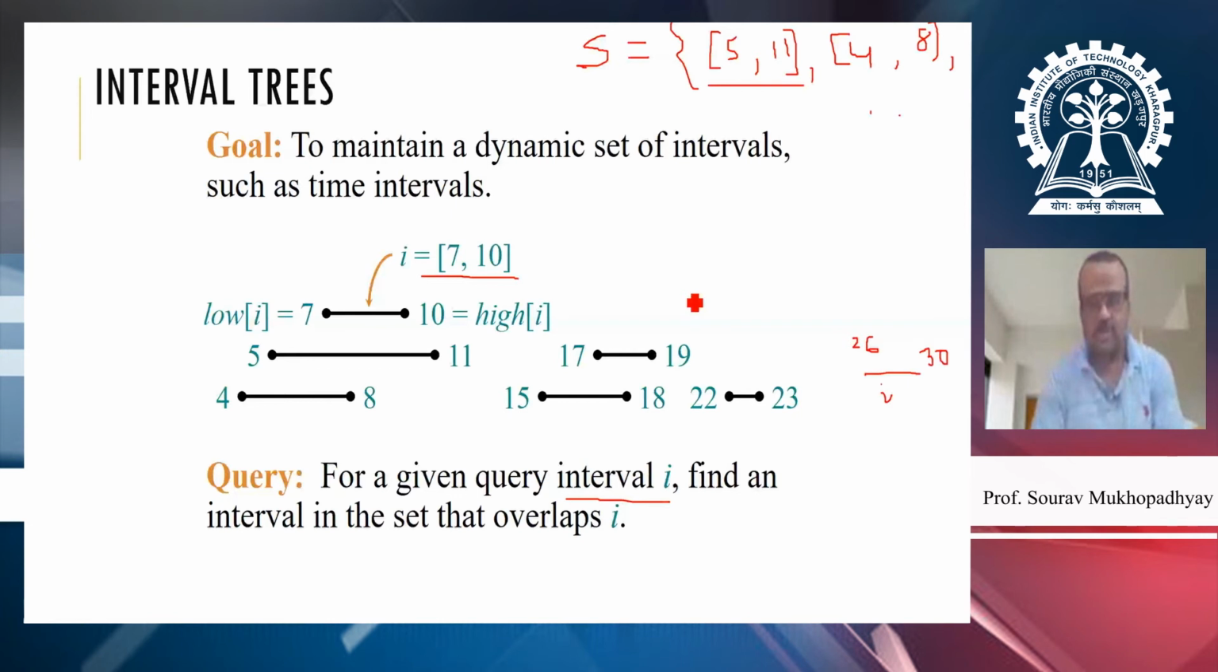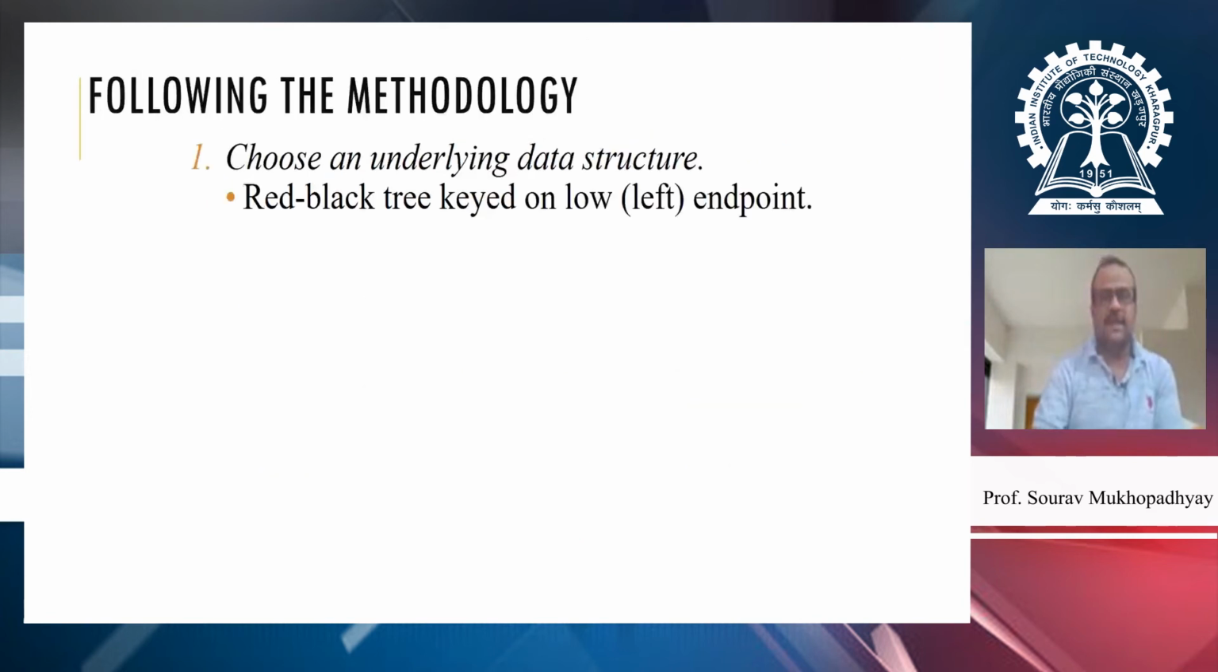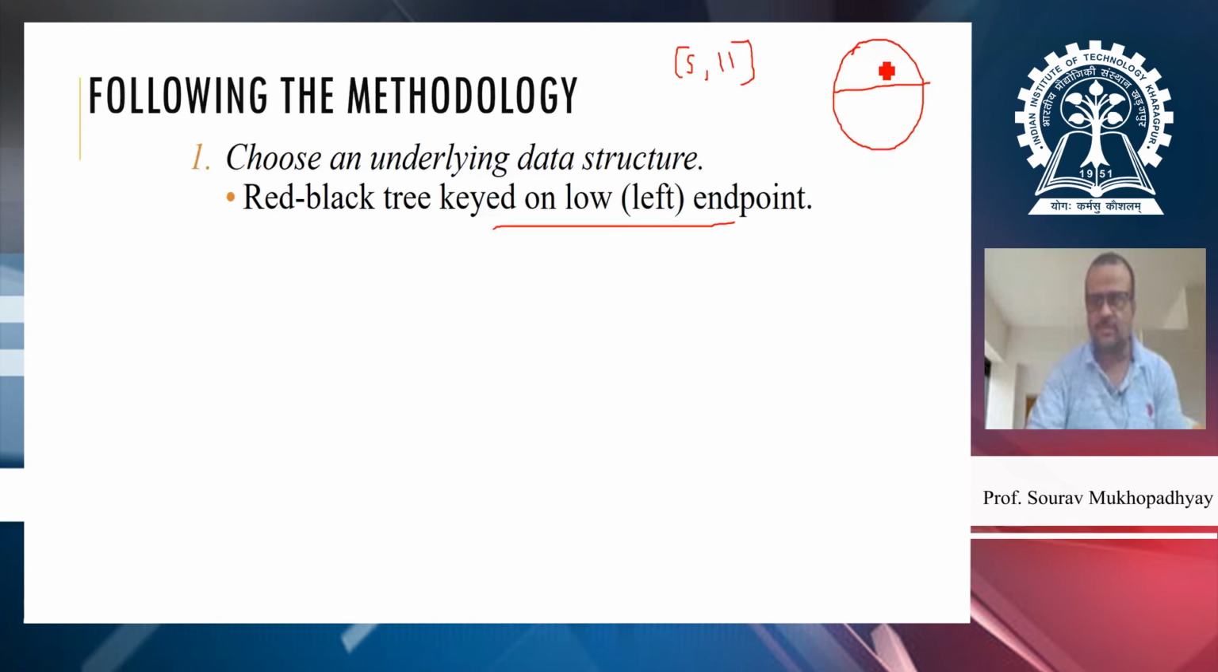For that we need to take some underlying data structure. Again we are going to take the red black tree, our good friend. And how will we store the interval there? We'll key the red black tree node on the low endpoint, so the low endpoint will be our key value. So we'll have a node over here. If we have an interval, say 5, 11, we'll store this interval in this node and we'll put 5 here.